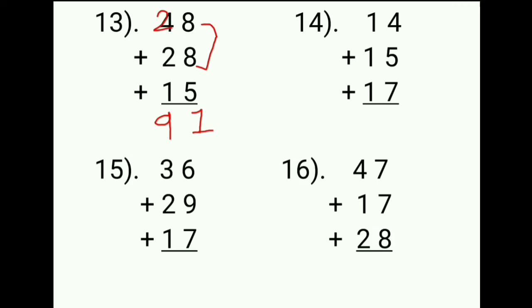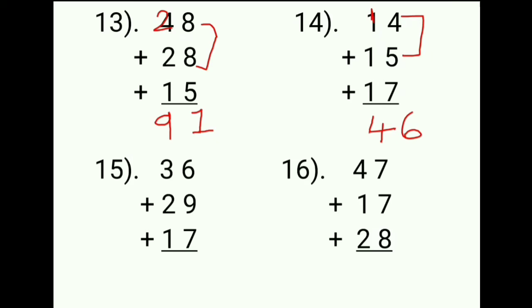Okay. Now the next sum. 4 plus 5 is equal to 9. Right? And 9 plus 7 is equal to 16. So I will put 1 carry and 6 down. 1 plus 1 is equal to 2, 2 plus 1 is equal to 3 and 3 plus 1 is equal to 4. So our answer is 46.